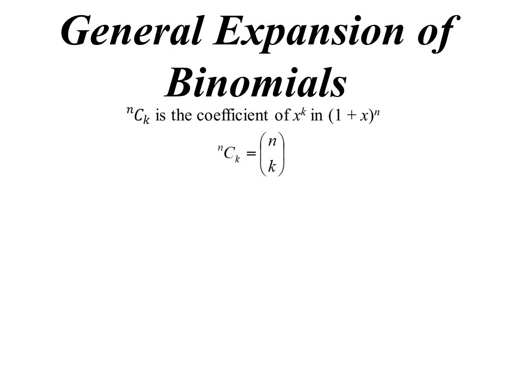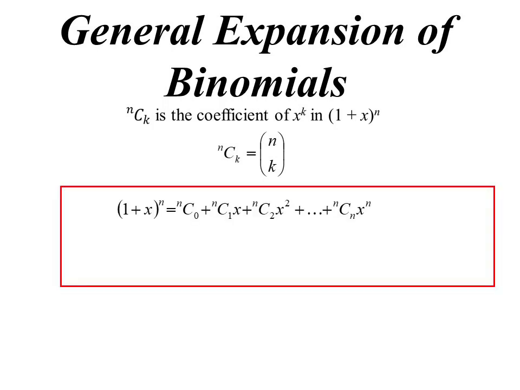But essentially then we can now say this. The expansion of (1 + x)^n becomes nC0 + nC1 x + nC2 x squared, and so on up to nCn x to the n. So in other words, whatever the power is, that's how many x's we're choosing from the parentheses. That becomes the binomial coefficient.